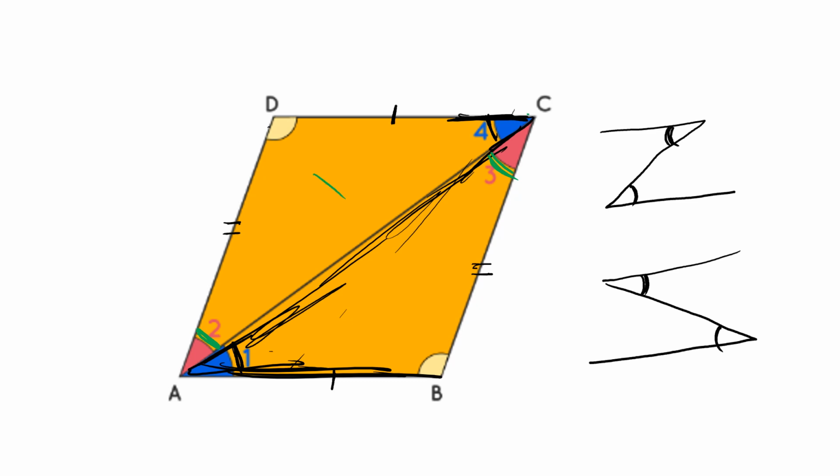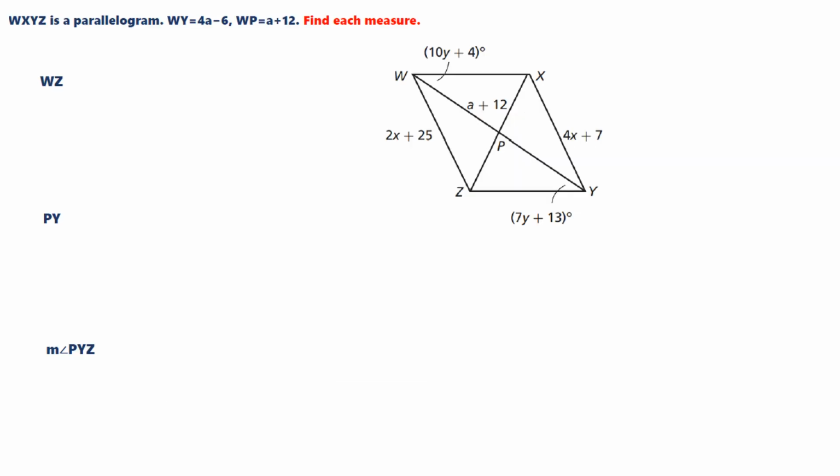They are also the half of each other, meaning when you add angle 4 and angle 3, it will give you the complete angle C. Let's try to solve this question.